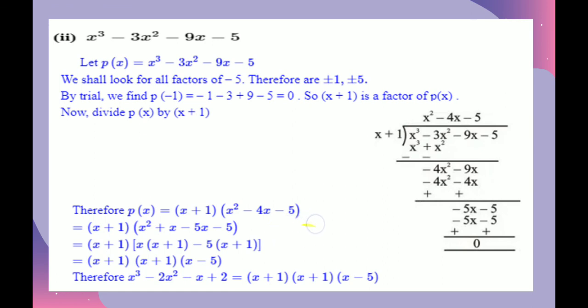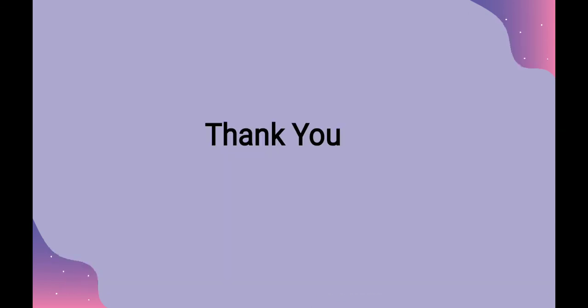Now, x square minus 4x minus 5 we will split using middle term splitting. Now, x plus 1 times x square plus x minus 5x minus 5. Now, within the bracket, from x square plus x we will take x common, so x plus 1 is left, then from minus 5x minus 5 we will take minus 5 common, so x plus 1 is left. Now, x plus 1 and x minus 5 are the factors. Therefore, x cube minus 3x square minus 9x minus 5 is equal to (x plus 1)(x plus 1)(x minus 5). This is all about this exercise. Thank you.